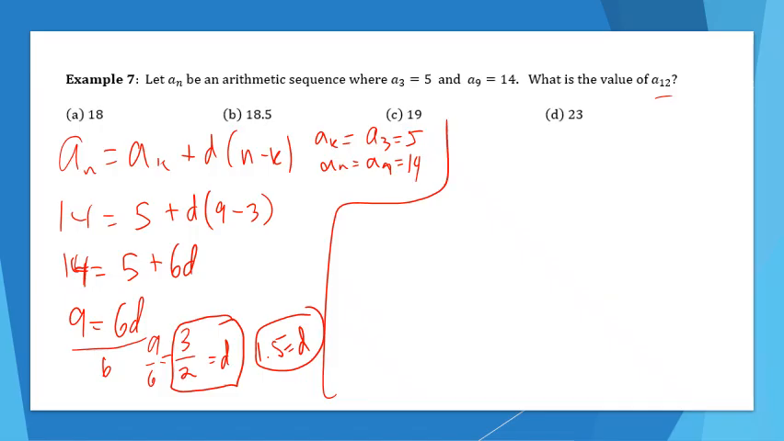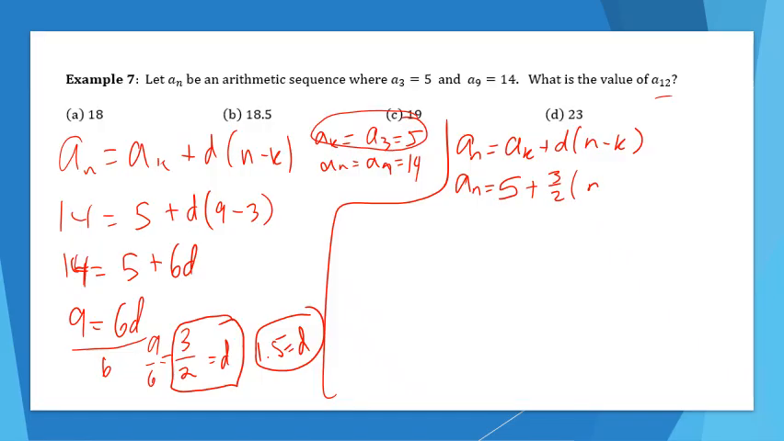Once we have that, then we need to set up our general equation. So a of n equals a of k plus d times n minus k. Once we have this, our common difference is, I'm going to work with fractions here, so 3 over 2. So a of n equals, and then keep our a of k there, so 5 plus 3 over 2 times n minus 3 is our positioning there.